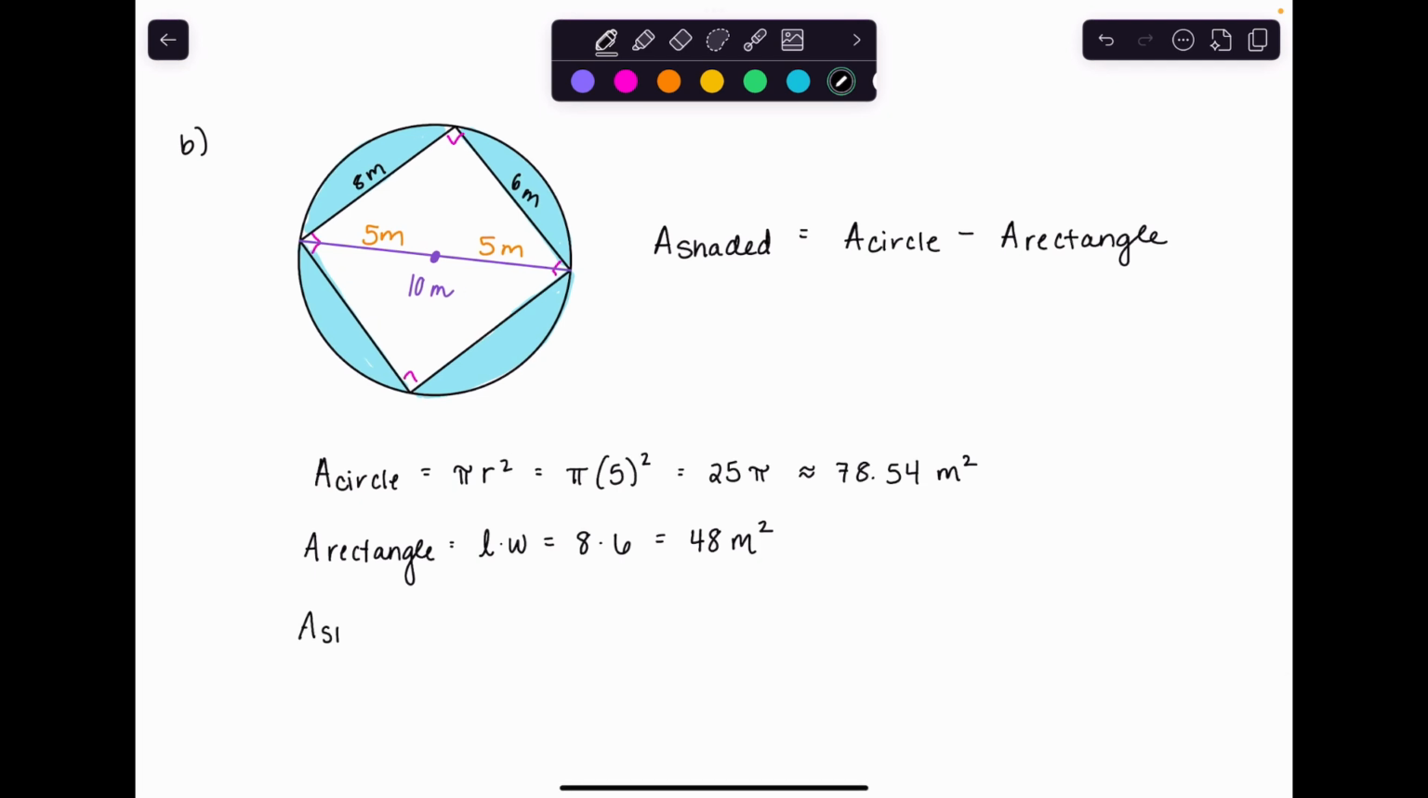So the area of my shaded region is then the circle, which is 78.54, minus the area of the rectangle, which is 48. And it's a rough estimate, because again, I didn't have the area exactly. If you're not good at putting the approximate or equal to sign, it's okay. This is about 30.54, and the units again are meters squared.